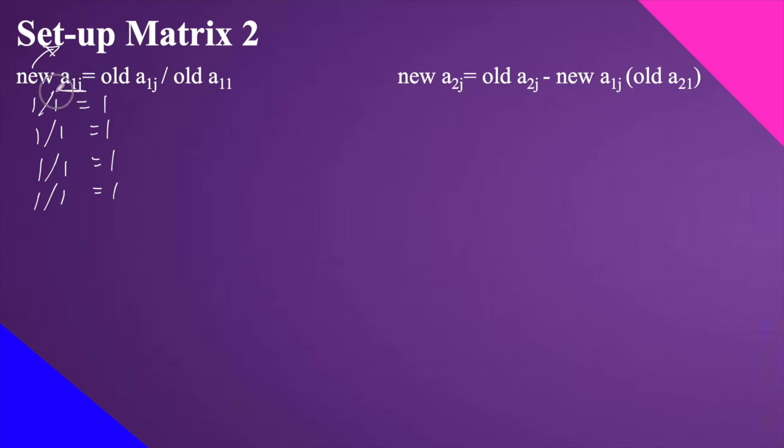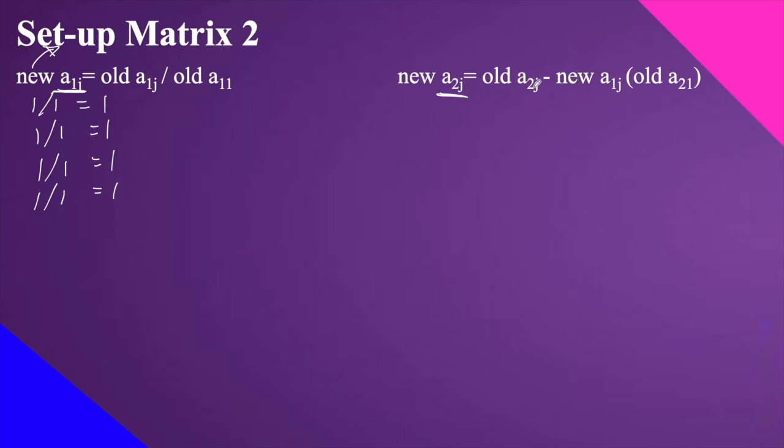Next, for our second part, new A sub 2j. Take note, ito is sub 1j, ito sub 2j. So, new A sub 2j is equivalent to the old A sub 2j minus new A sub 1j multiplied to old A sub 2, 1. Sige, let's start. Old A sub 2j. Nasaan po yun? Yung luma, matrix 1. Ang ginagawa natin is matrix 2. So, pag sinabing old, ayun yung matrix 1, yung nakaraan. Kapag new, ayun yung ngayon, matrix 2 na.